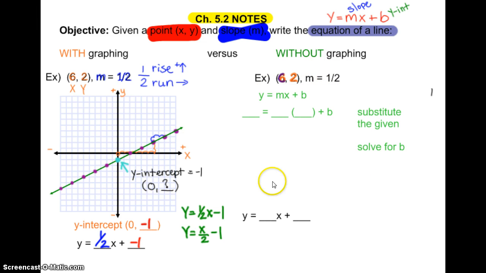If I want to try without graphing, I would still take the same point of 6, 2 and substitute the values into y equals mx plus b. Notice the 6 is the first number in the ordered pair, which represents x. The 2 is the second number in the ordered pair, which represents y. I'm going to substitute what I've been given. I can't forget my slope. The slope was 1/2, and the 1/2 is going to go in place of m.